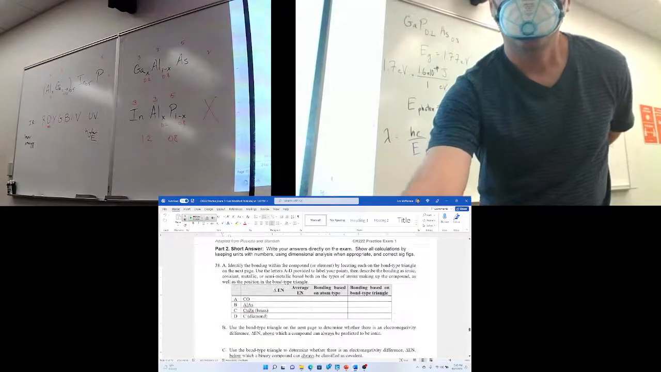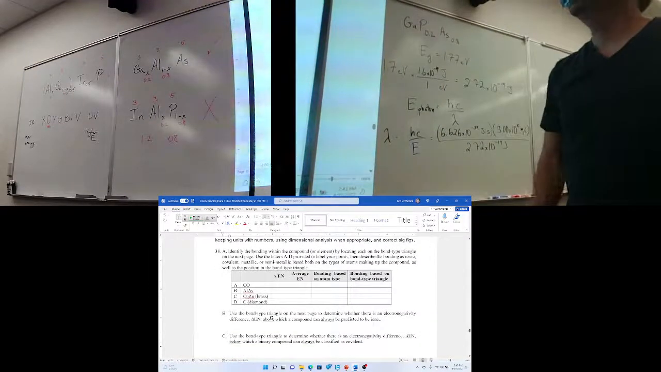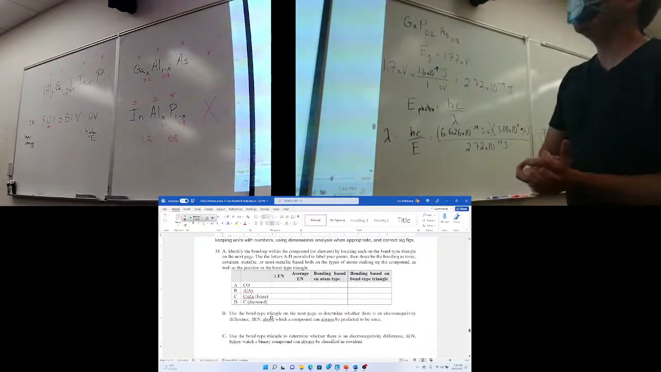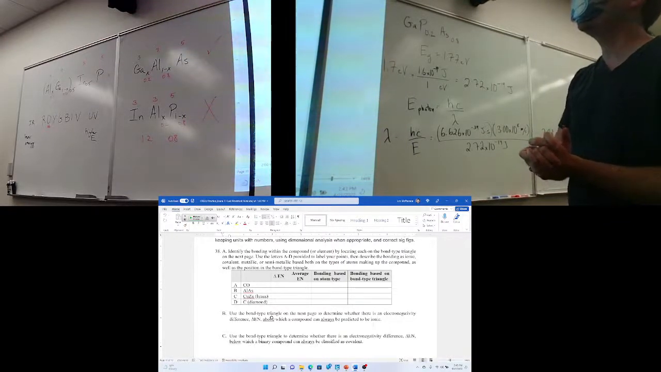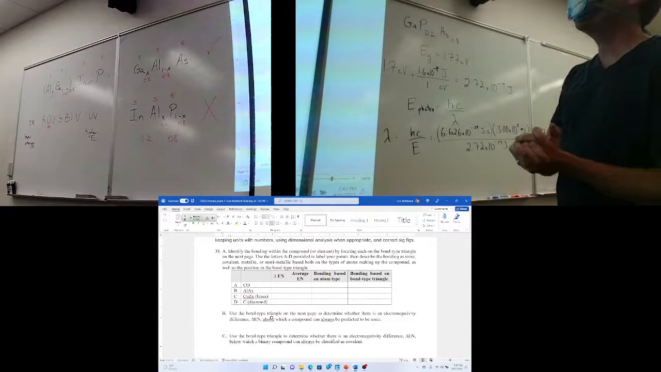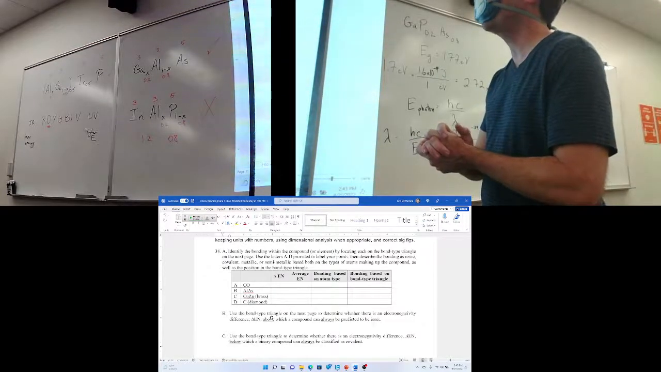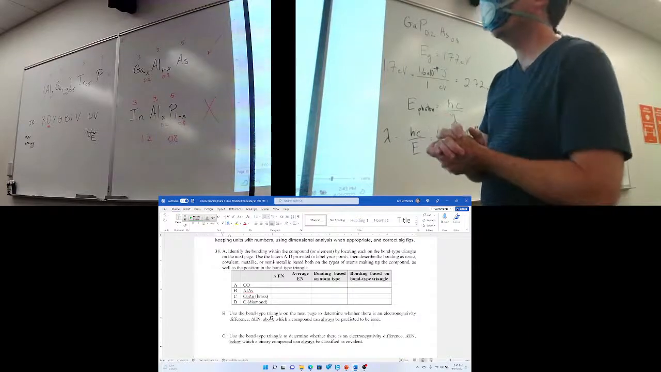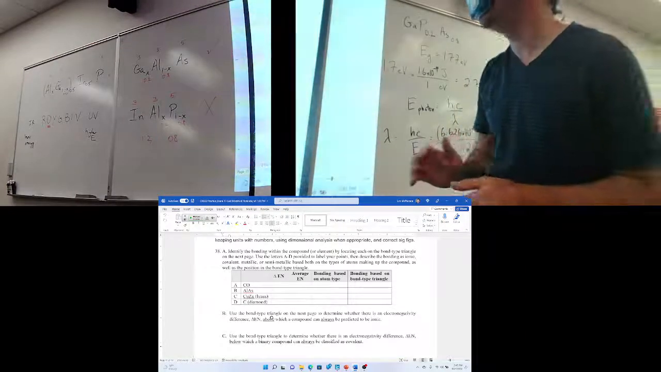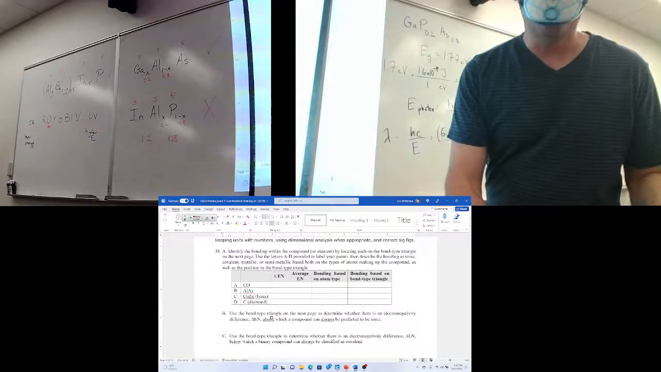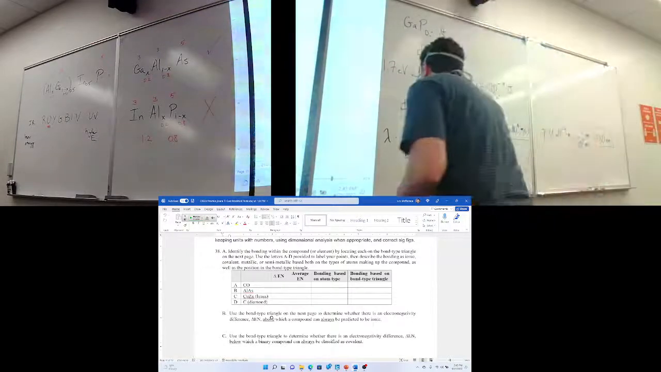Alright, so here's some short answer. Identify the bonding within this compound by locating each on the bond type triangle on the next page. Use the letters to describe as ionic, covalent, metallic, semi-metallic. Oh my god, okay. This is the worst one to do on the board. So, CO. Here, I'll just write them down real quick.